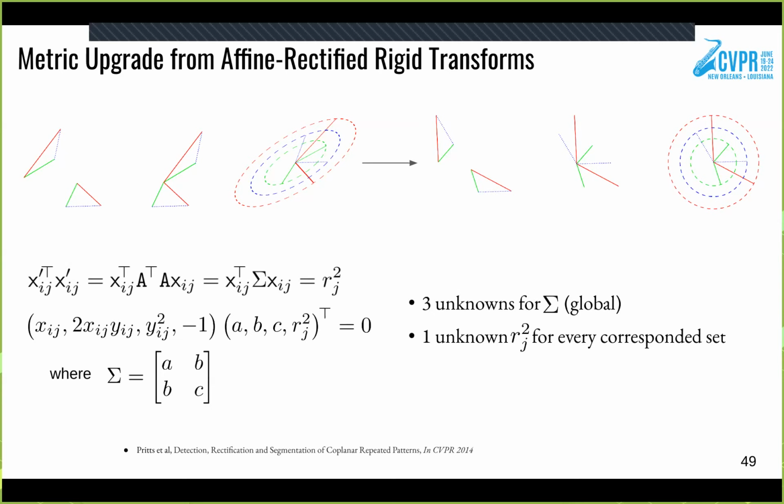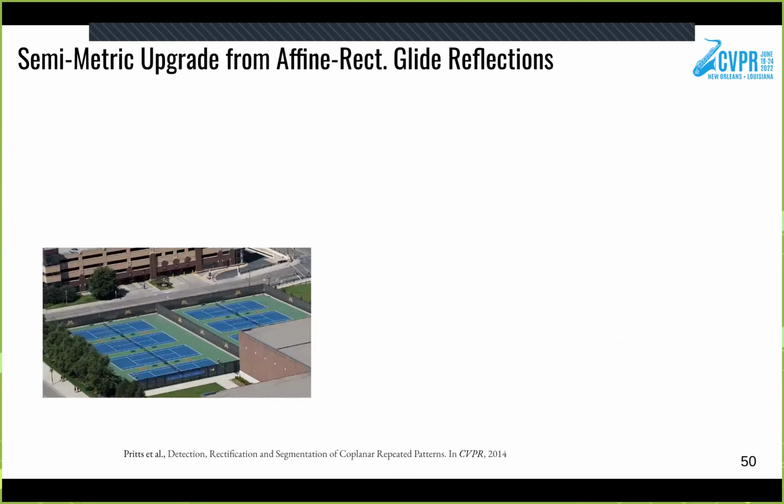And those are the unknowns. So you have three unknowns for this sigma, which is encoding the affine transformation eventually, and then one unknown for each radii of a correspondence. So like if you have 3 repeats, there's only one unknown introduced because they all have the same radii in the metric rectified space. So that's our metric rectification.